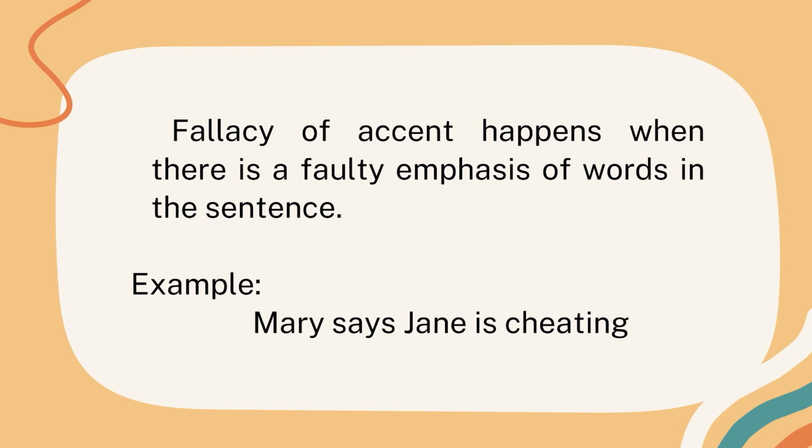The fallacy of accent occurs when a sentence's meaning is distorted due to a faulty emphasis on particular words within it. In the example provided, the sentence "Mary says Jane is cheating" can give a different meaning depending on which word is stressed. This fallacy underscores how the interpretation of a statement can be manipulated by changing the emphasis, highlighting the importance of clear and unambiguous communication to prevent misunderstandings or manipulations.